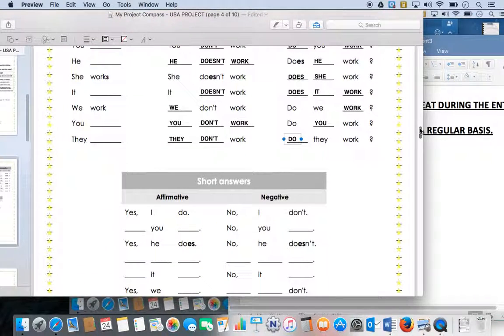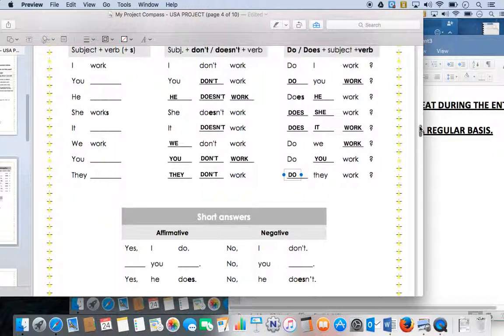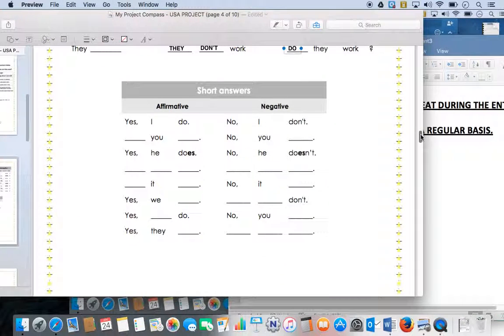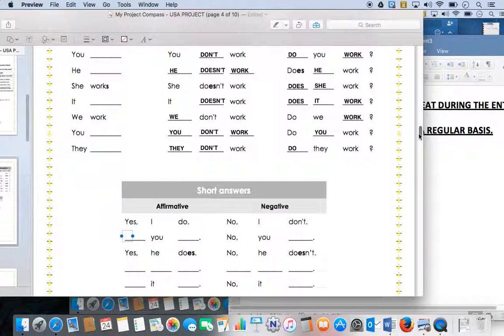Okay, and finally, just before we move on to the short answers, just remember again, it's not does he works, it's does he work because the conjugation is in the does. So it's the same for he, she, and it. And moving on to the last one here. So usually when you're asking a question like, for example, do you work, we call that a short answer question. So it's really a yes or no question.